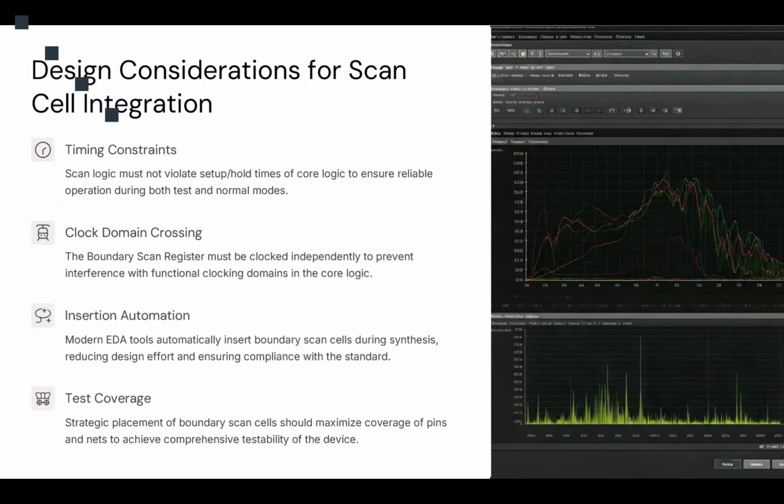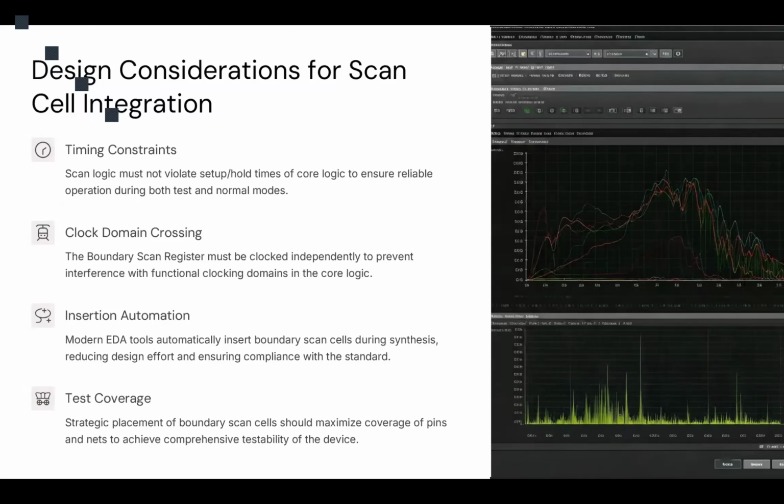Let's talk about the first one, the timing constraint. All the boundary scan logic should be designed so it doesn't violate the setup and hold time requirements of the internal core logic. You should make sure that you isolate the scan logic from the high-speed or sensitive clock domains, especially when the scan enable signals are asynchronous.